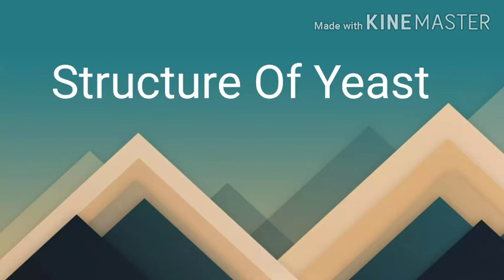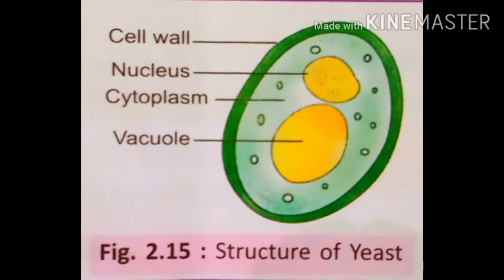Yeast belongs to a group called Saccharomyces. It's a unicellular organism and saprophytic in nature. It may be spherical, elliptical, or cylindrical in shape. It has a cell wall, cell membrane, a distinct nucleus, a large vacuole, and fat globules.